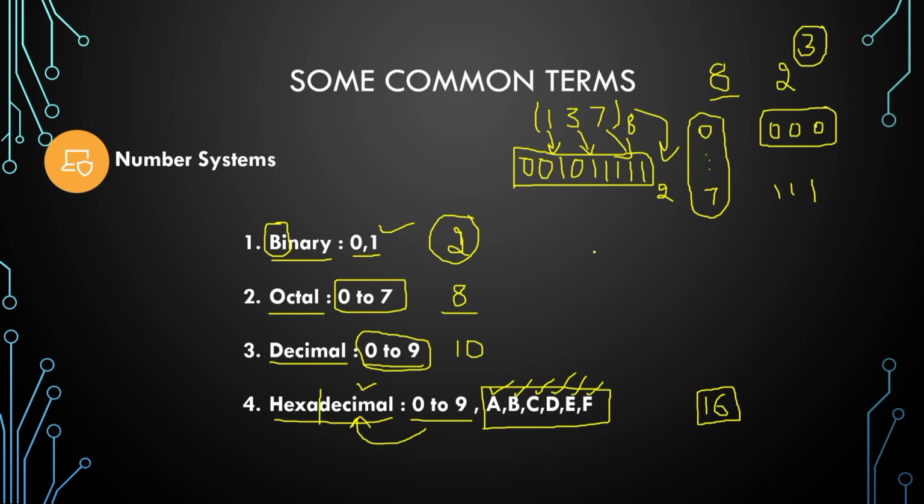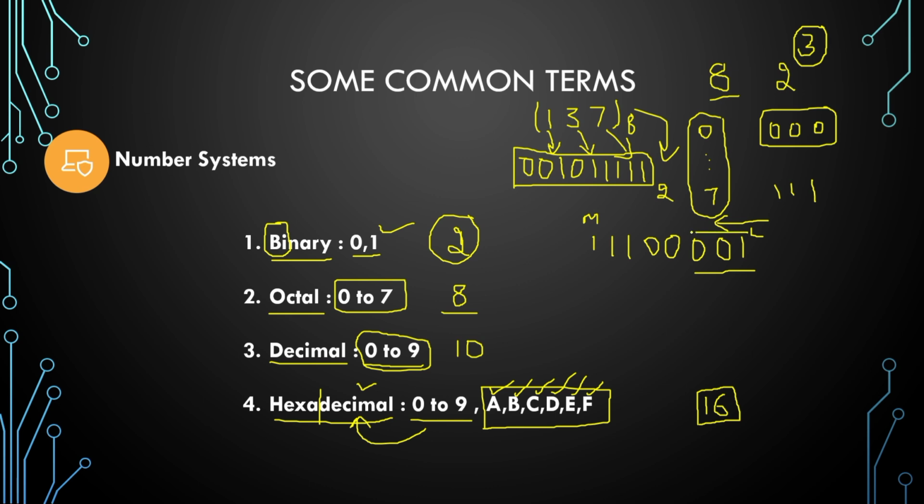In the same way, whenever we are converting binary to octal, let us take a number 11100001. Let us say we have to convert this number into octal. Starting from the right side, this is our LSB and this is our MSB. Starting from the LSB, we have to group it by 3 digits.